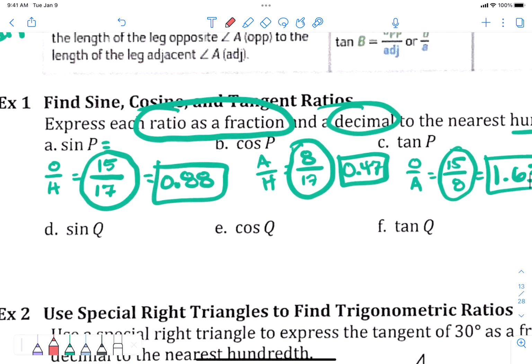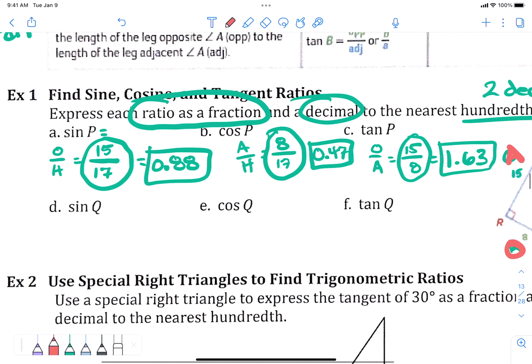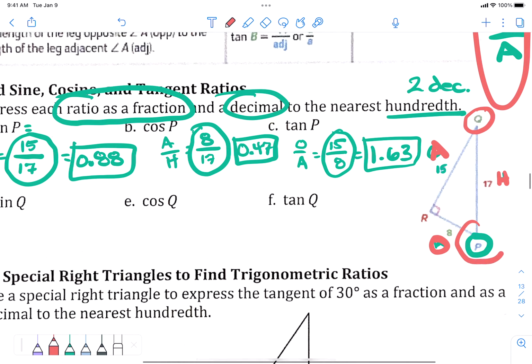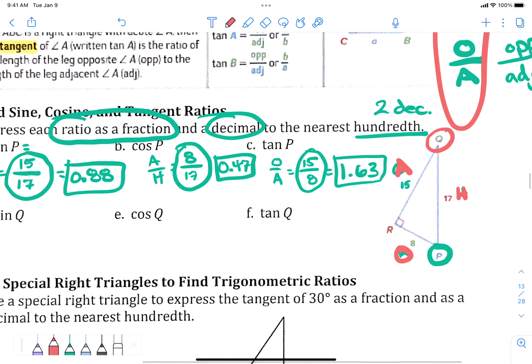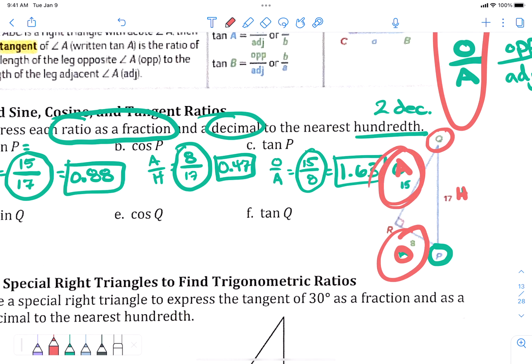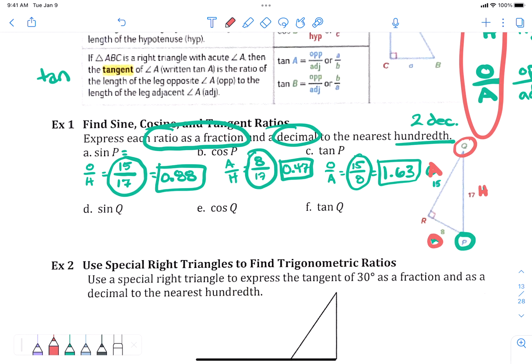Okay, so example 1 we started doing sine, cosine, and tangent of angle P, which is this one down here. Now we're doing sine, cosine, and tangent of angle Q. For angle Q, the side that's opposite it is 8. The side that's adjacent, which means right next to this angle, is side 15, and then the hypotenuse is 17. So now we're going to do our trig ratios that have to do with those three sides.